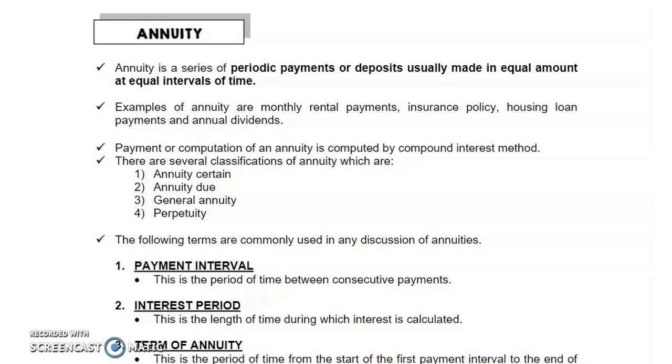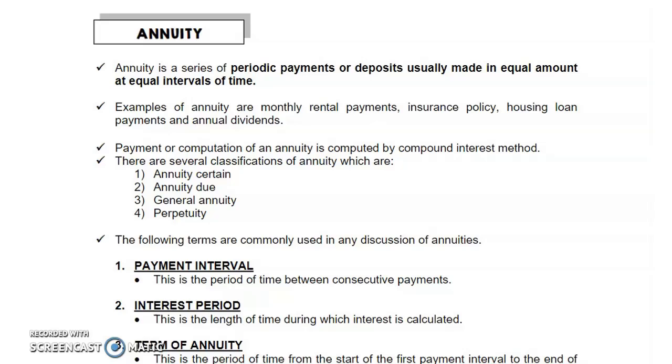Okay, in this video, we're going to learn about the topic annuity. Note that this is the last topic under chapter 2. Before this, you already learned about compound interest, the second type of interest. First, we have simple interest, and second, we have compound interest.